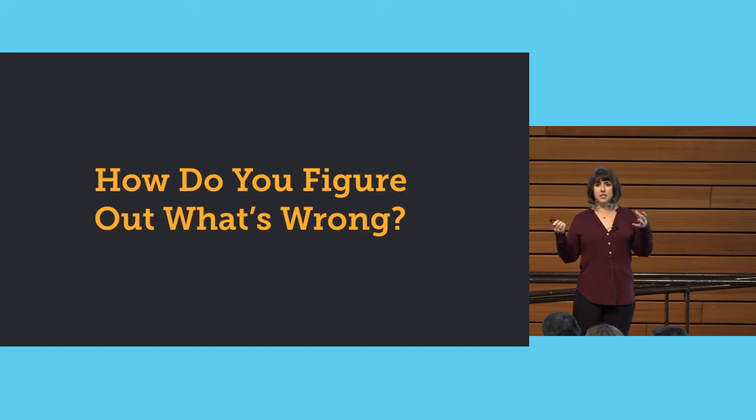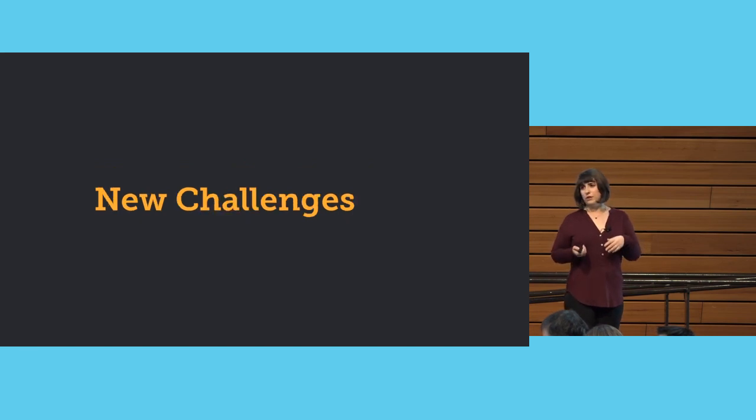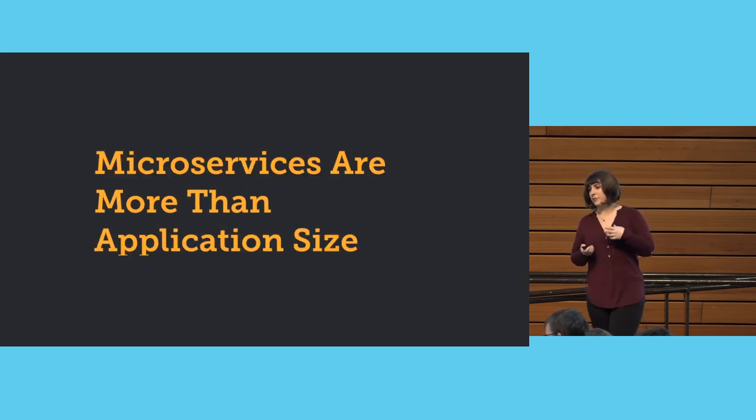So there are a couple questions that happen when you're trying to work with microservices. If you have this really big distributed system, how do you actually figure out what's going wrong? How do you deploy a fix in a way that doesn't make the system have any further problems? So microservices are all about new operational challenges and new infrastructure challenges. And this is because, as Chris said, microservices are a lot more about application size. It's not just about having a service that's only a few thousand lines of code versus 750,000 lines of code. It's about creating a much larger system.